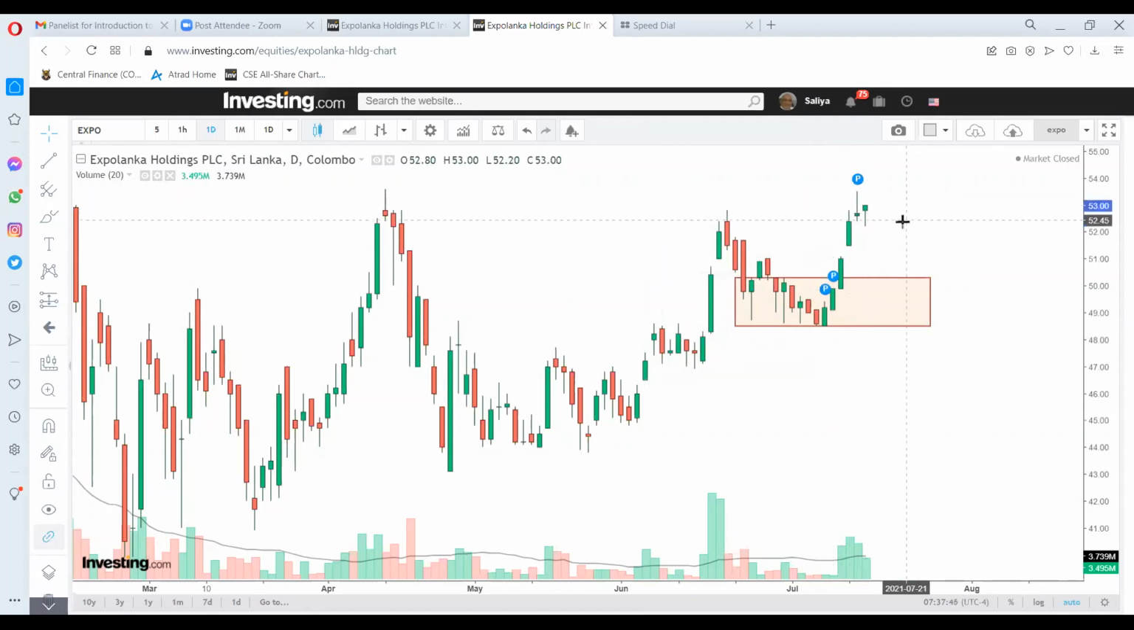So in a resistance, you have a high. Now we want to see where the low is in that resistance area. When you spot a high and a low, in this case, a high is already done, right? Now we need to see where the low is. At the moment, of course, there is a low. 52.20 is a low. 53.50 is the high, right?